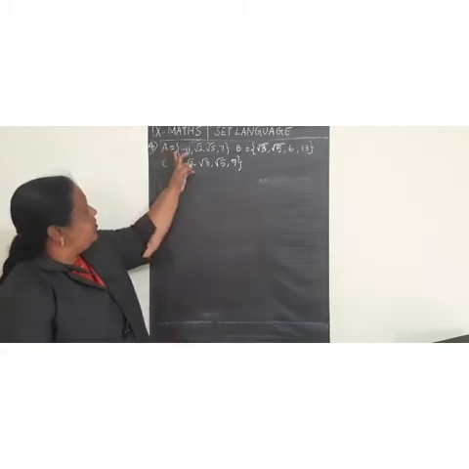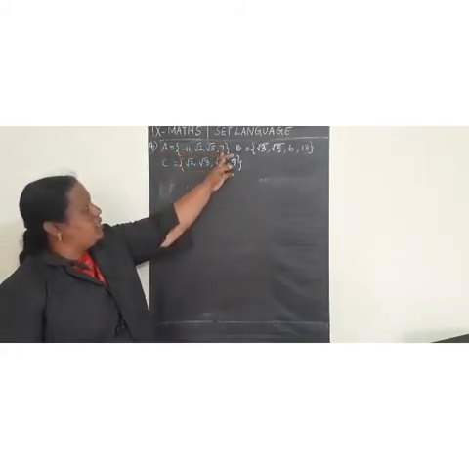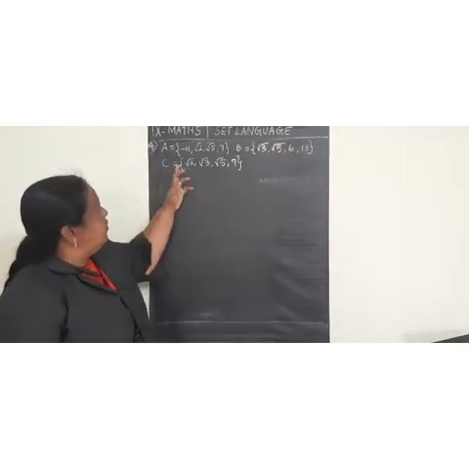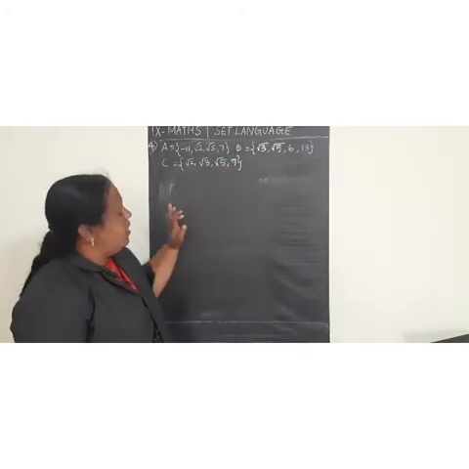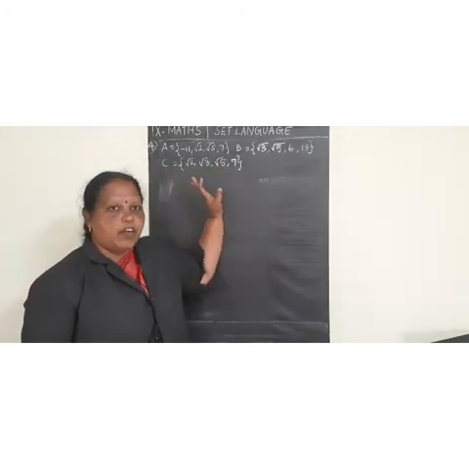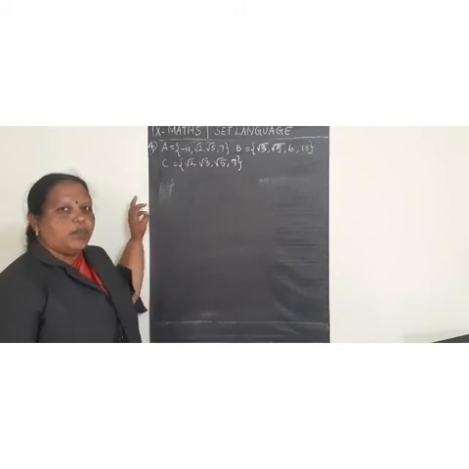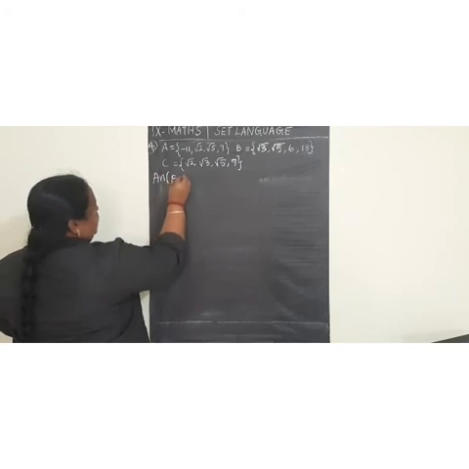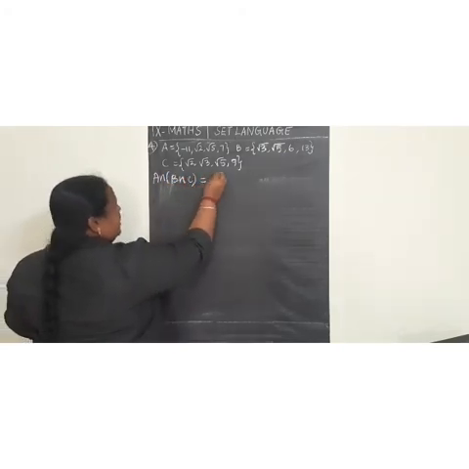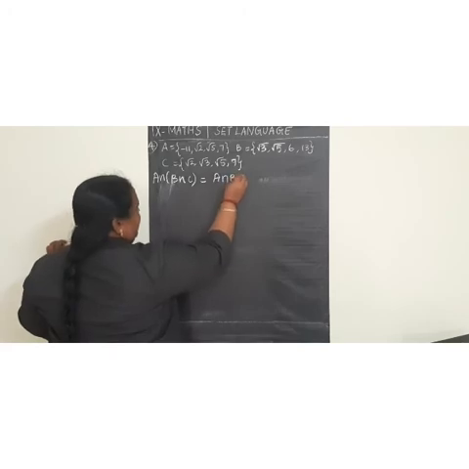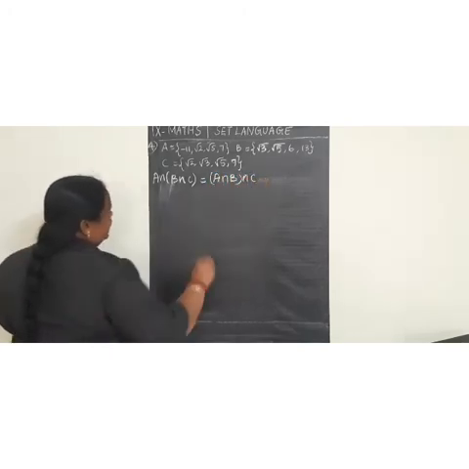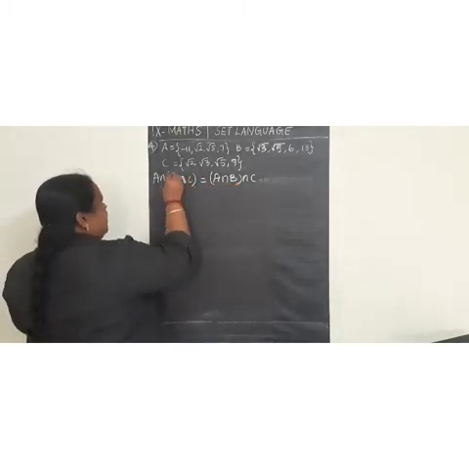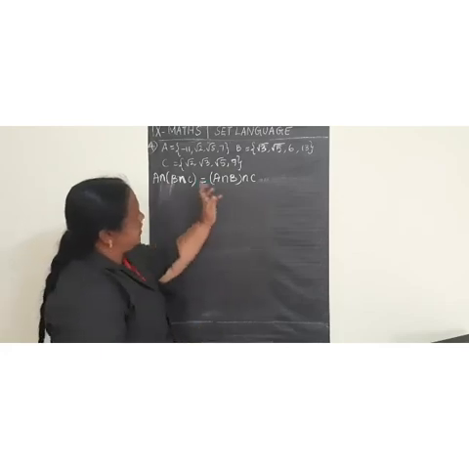Next question: A = {-11, √2, √5, 7}, B = {√3, √5, 6, 13}, C = {√2, √3, √5, 9}. You have to verify the associative property of intersection of sets. The associative property of intersection of sets means A ∩ (B ∩ C) = (A ∩ B) ∩ C.